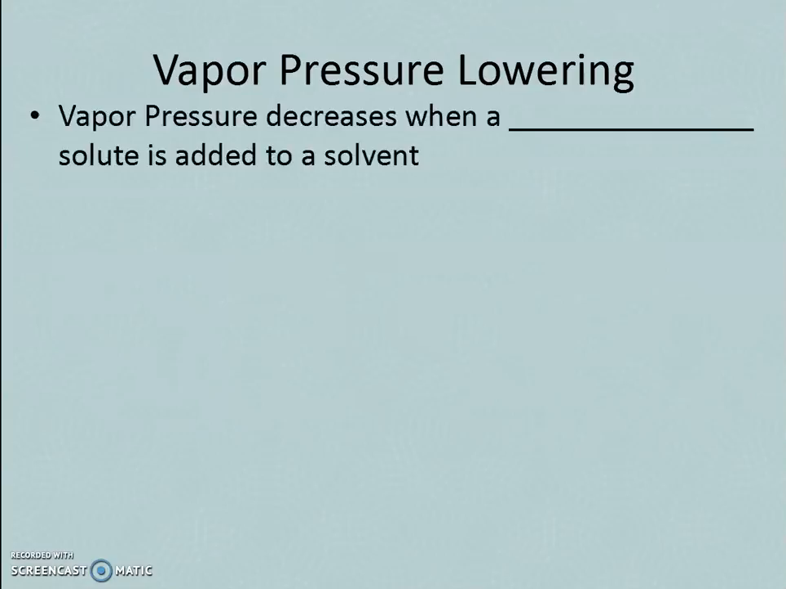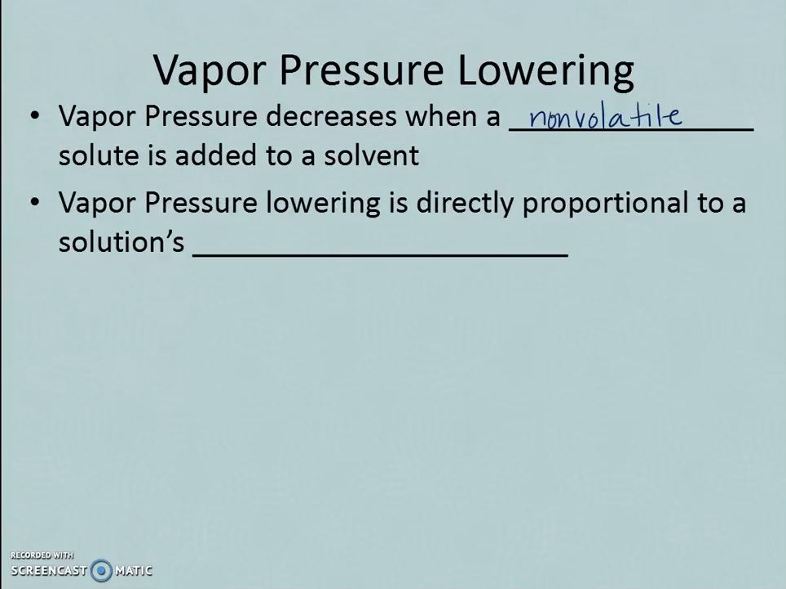Vapor pressure decreases when a non-volatile solute is added to a solvent. A volatile substance is something that does not want to stay in the liquid phase. It prefers to remain in the gaseous phase, so it will automatically evaporate on its own. If it's non-volatile, it's not going to evaporate on its own. So vapor pressure lowering is going to be directly proportional to a solution's concentration. That means the more you have in there blocking the particles from evaporating, the lower the vapor pressure will be.